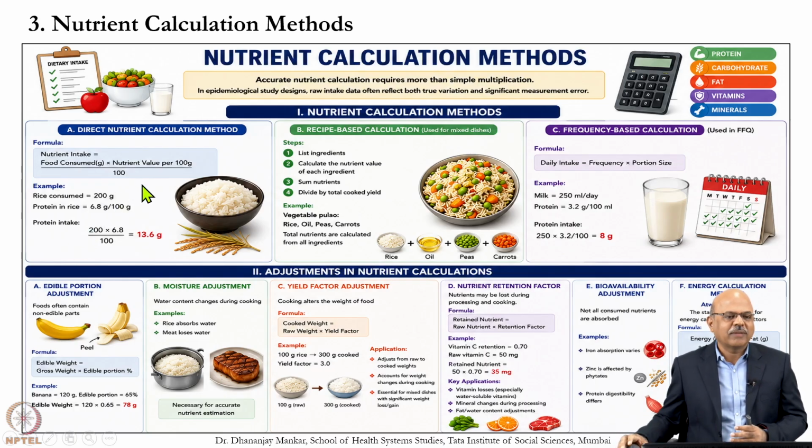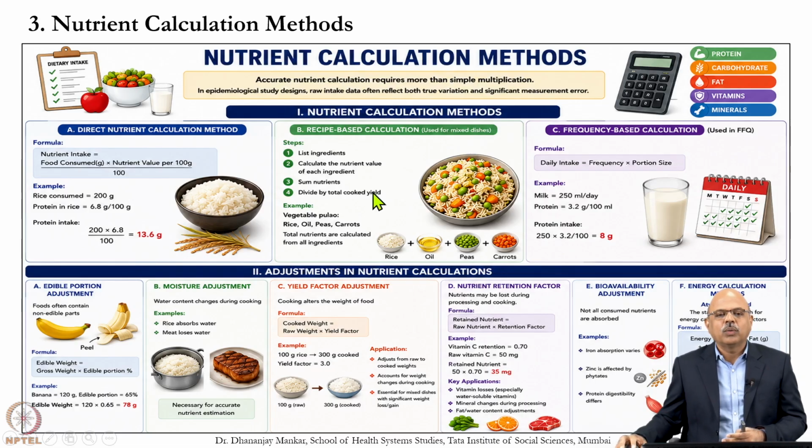If I have to give you an example, you have consumed rice, 200 gram. The protein in the rice is 6.8 gram per 100 gram. So what is the protein intake from that rice? It is 200 multiplied by 6.8 divided by 100, that is 13.6 gram. So in this bowl you will get 13.6 gram of protein intake.